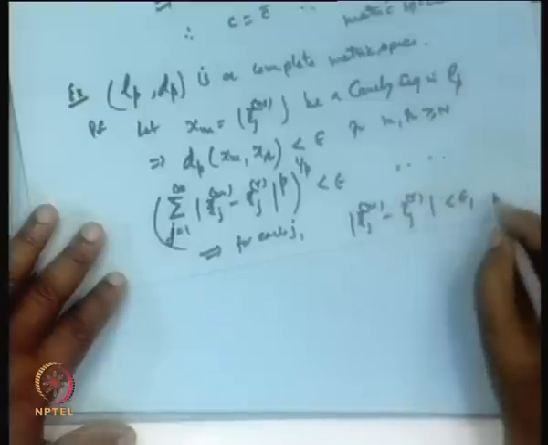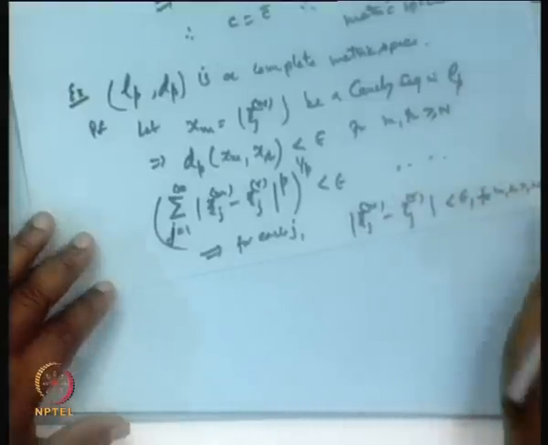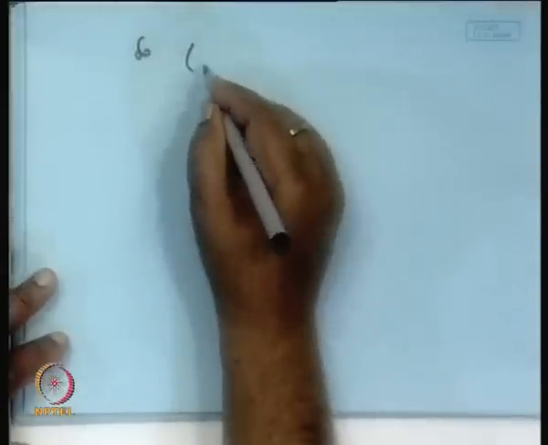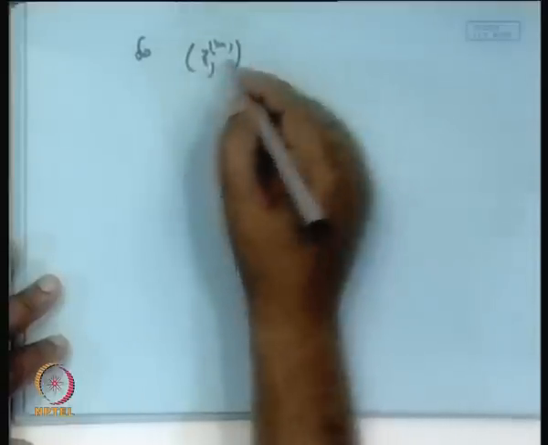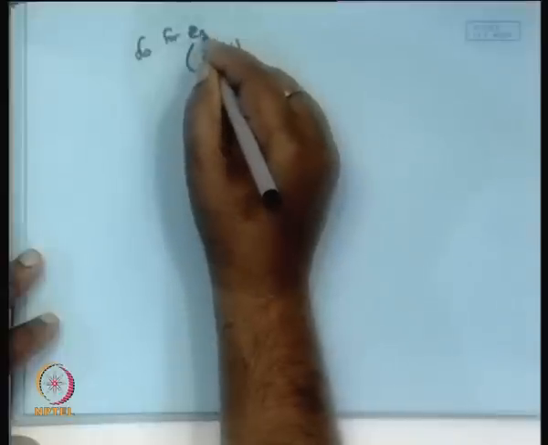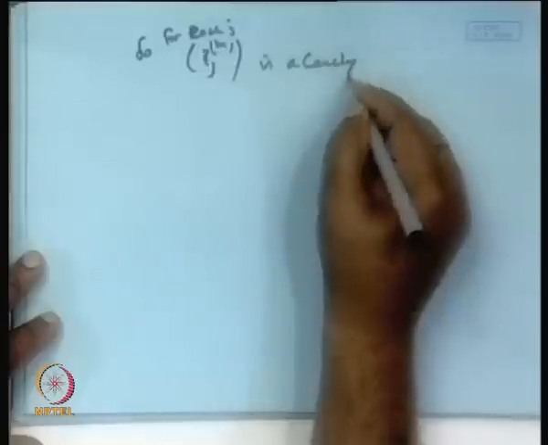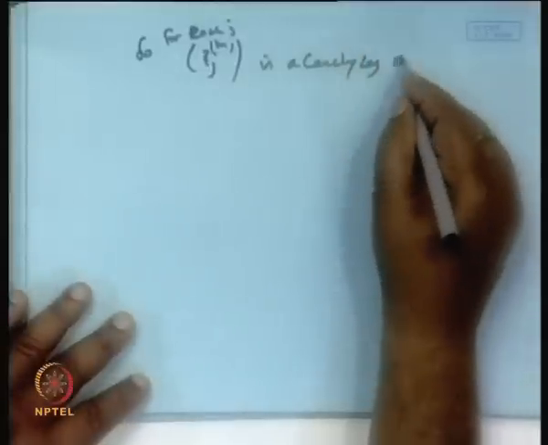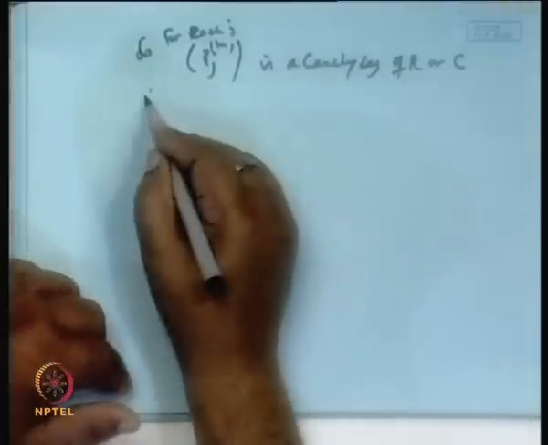For all m, r greater than or equal to n. So, this is a Cauchy sequence. So, this sequence xi_j^m, for fixed j, is a Cauchy sequence of real or complex numbers. That is important. Therefore, it is convergent.